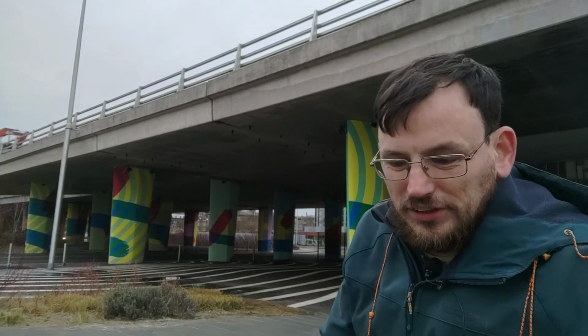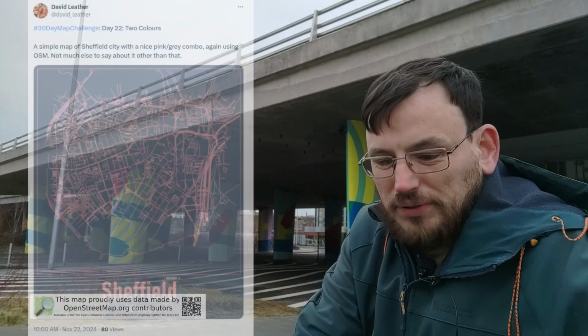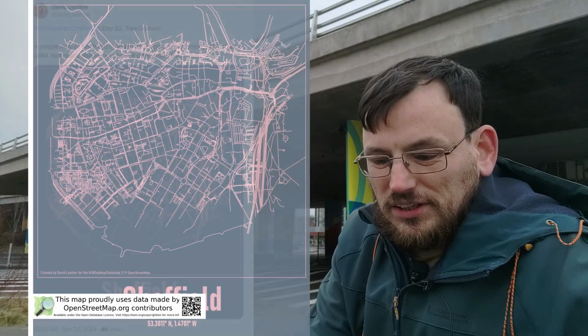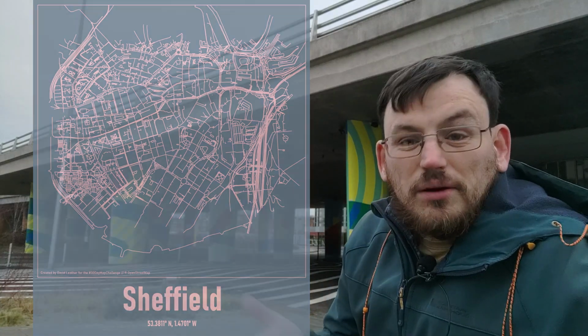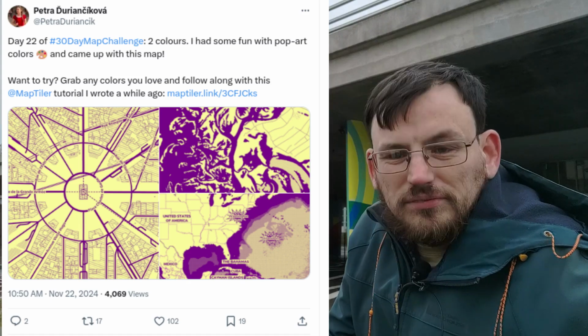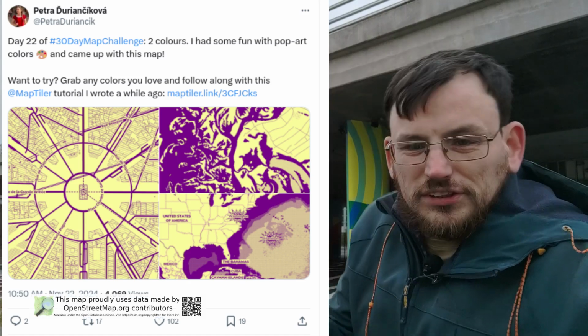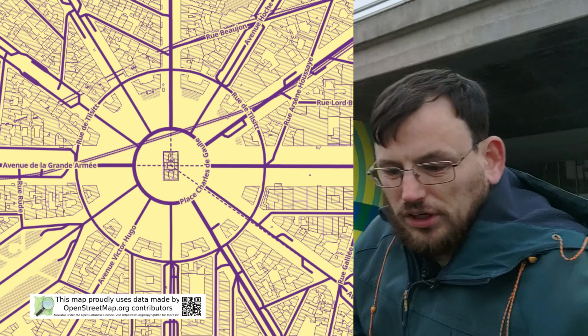I'll try and skip through these because you'll just have to judge them and decide whether you like them, whether they inspire you or not. So Sheffield, a nice pink map with OpenStreetMap data. And then Petra, again I believe this is OpenStreetMap data, because it's via Maptiler, but using strong 2-tone colours.